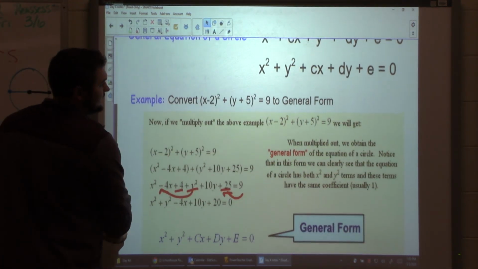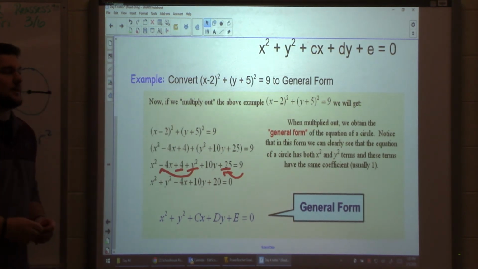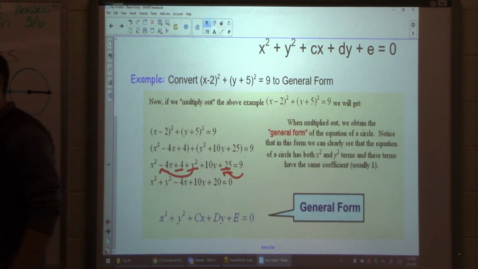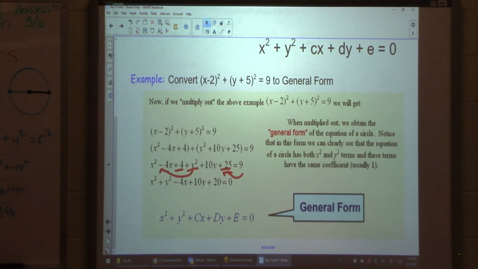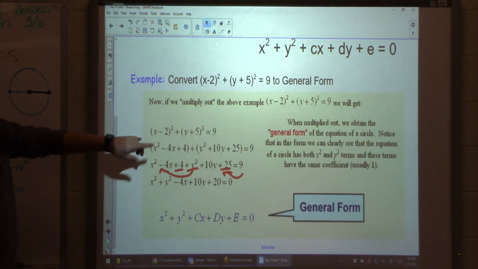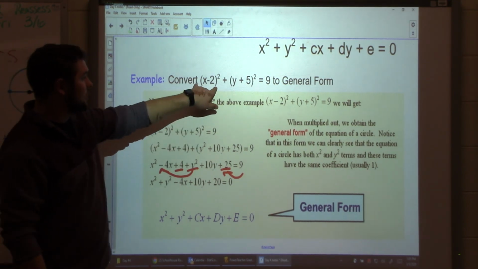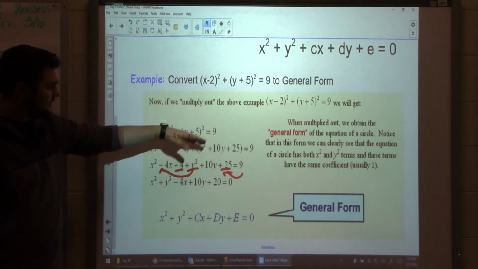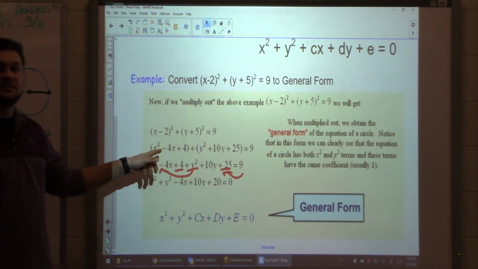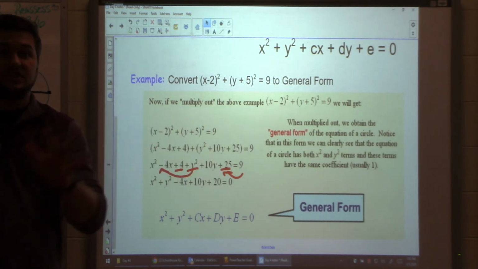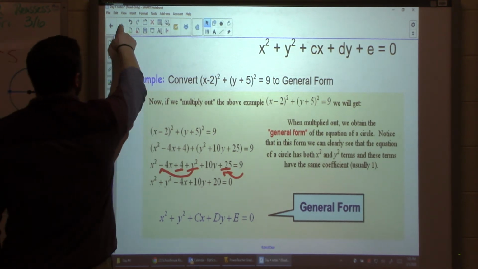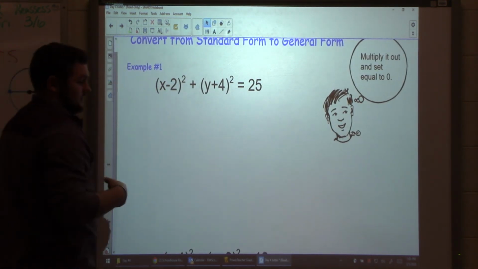As an example here, before we get to our problem, when we convert from standard to general form, it's super easy. It's kind of just like going from vertex to standard form last unit. We're just going to FOIL both of these out, combine all of our like terms, and then get it equal to 0. Okay? General form has to equal 0. If you remember one thing for general form, that's what it's got to be. Okay? So, let's try one.